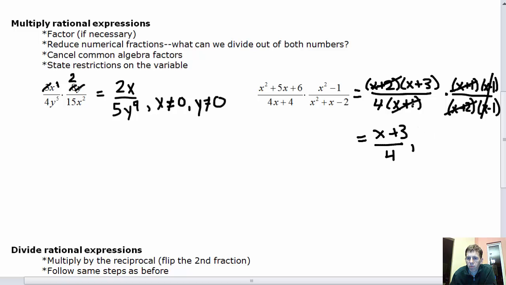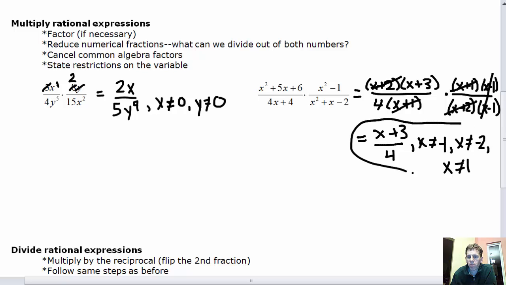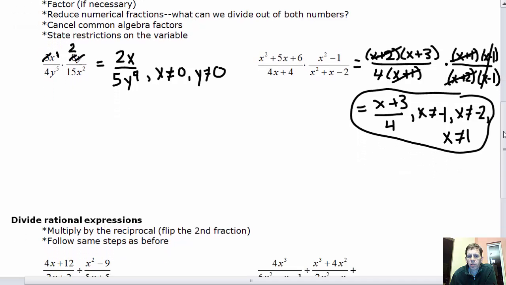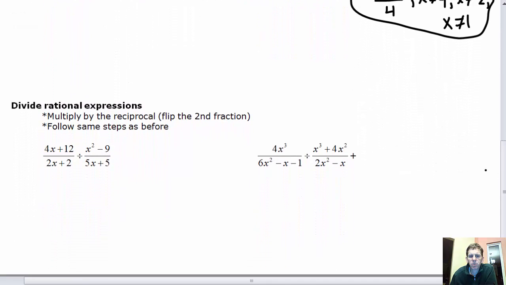What can't x equal? Well, you can see in the first fraction, the denominator at one point did have an x plus 1, so x can't equal negative 1. We also had a denominator of x plus 2 here, so x can't equal negative 2. And likewise, when you see x minus 1, it means that x can't equal 1. Here is your solution, x plus 3 over 4, and your restrictions, x can't equal negative 1, negative 2, or positive 1.